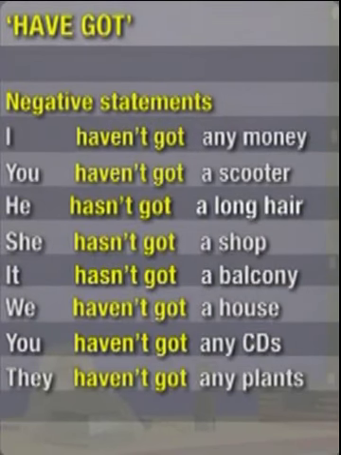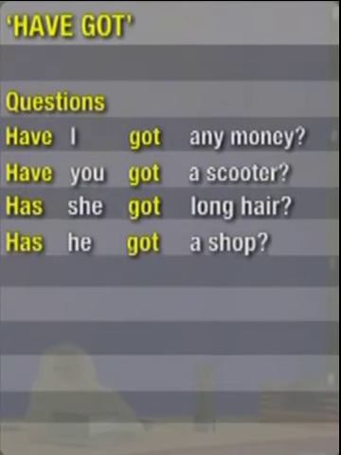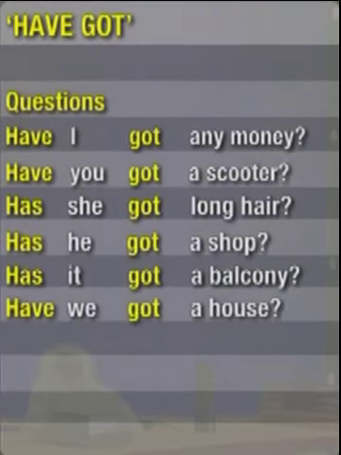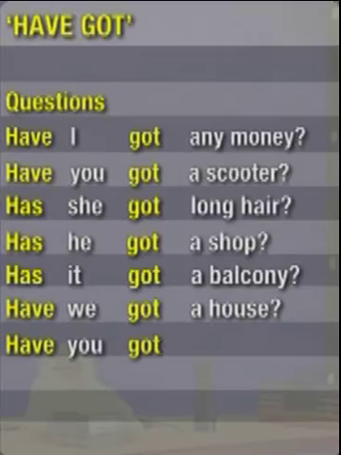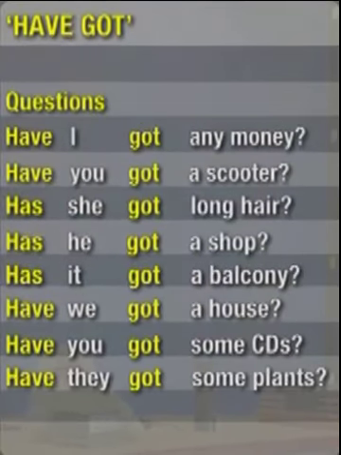So hasn't and haven't. And then the questions are easy. We use have or has. So, have I got any money? Have you got a scooter? Has she got long hair? Has he got a shop? Has it got a balcony? Have we got a house? Have you got some CDs? And have they got some plants? So it's not really difficult grammatically.